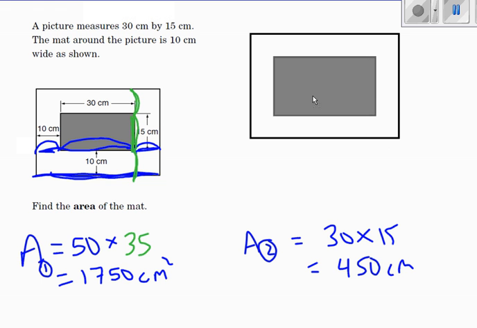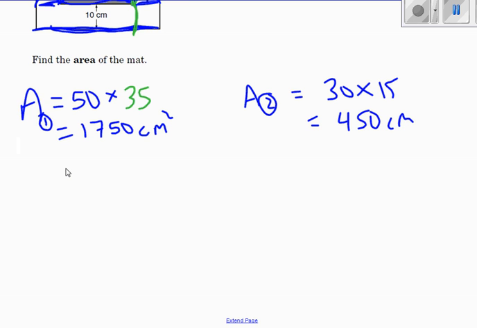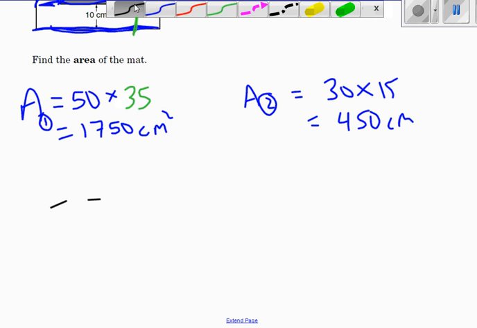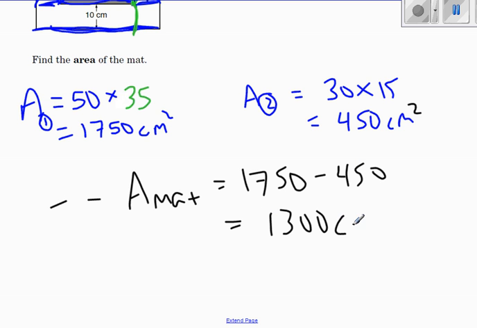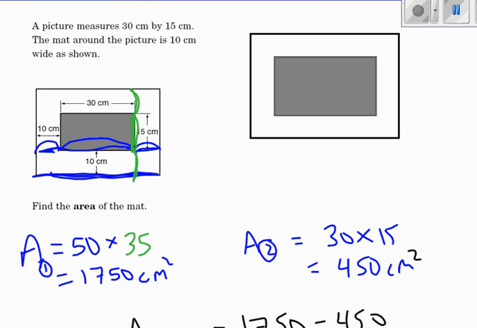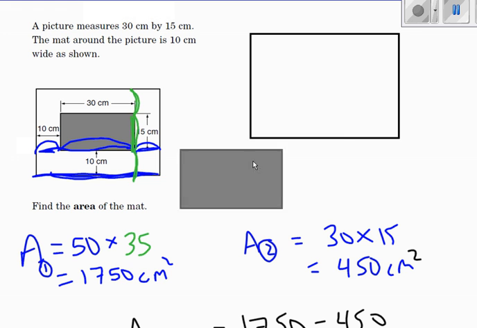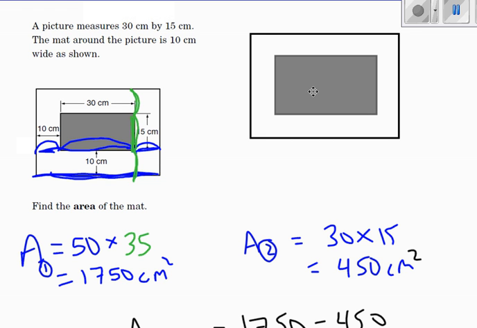And again, just to demonstrate, what we want to do is subtract the picture area from the whole rectangle, because what we're left with is just the mat. So the area of the mat is equal to 1750 minus 450, which is 1300 centimeters squared. So again, a composite figure can be a figure that is not two things added together, but rather two shapes subtracted from each other.